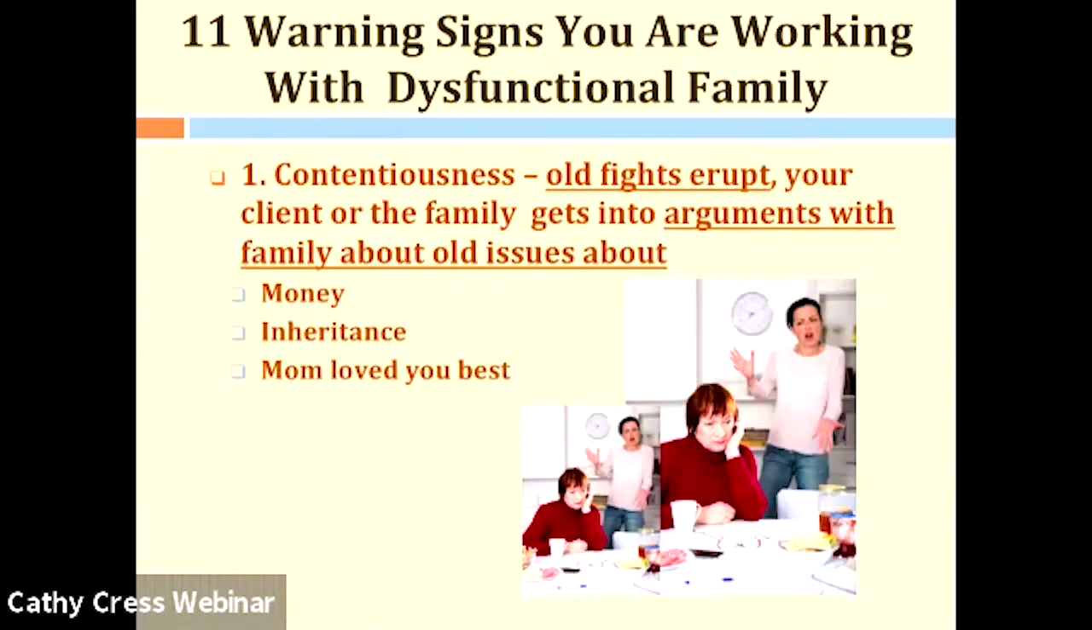So what's the first sign? It's contentiousness. Old fights erupt all the time in the dysfunctional family. Arguments, and it's usually about old issues, who mom loved best because there was so little love in the nest. You hit me when you were 3 and I've never forgotten it. And so I'm going to take your money out of the inheritance. These things happen all the time. And the main thrust of this contentiousness is mom loves someone else best and the lack of nurturing. But it comes out often in fiscal abuse, in money and inheritance. And we'll move on to the next slide.